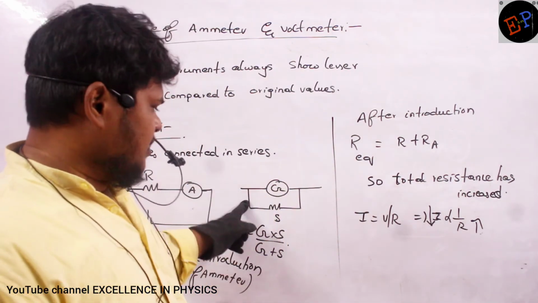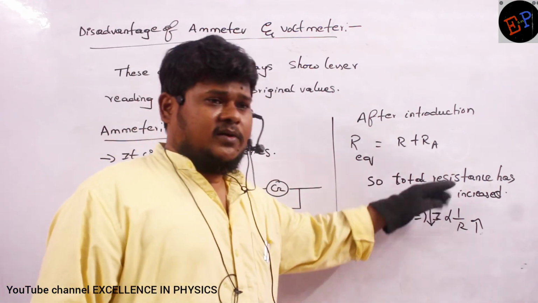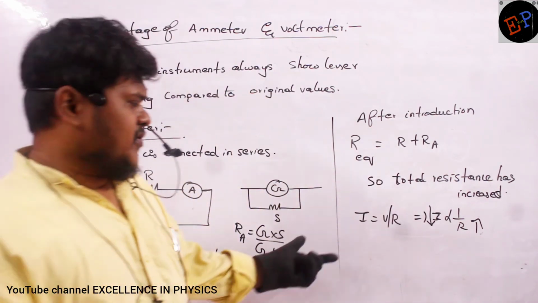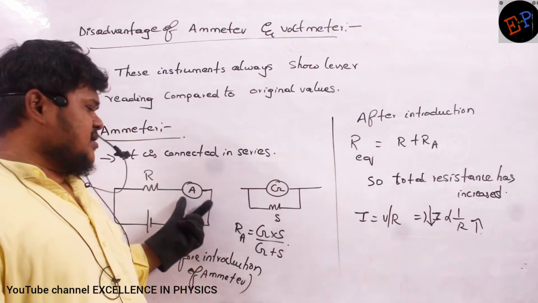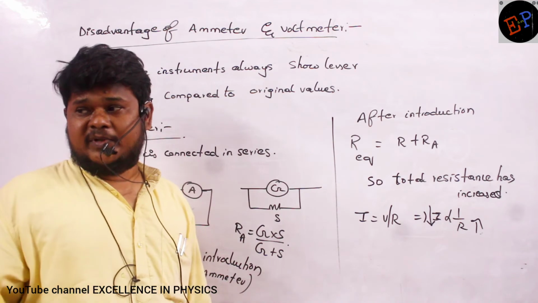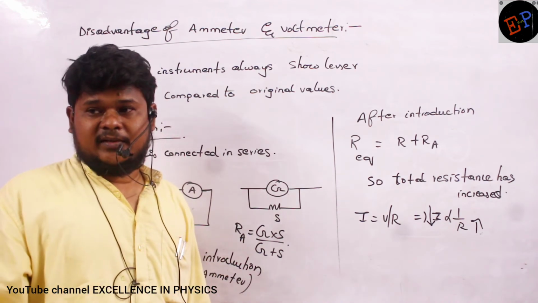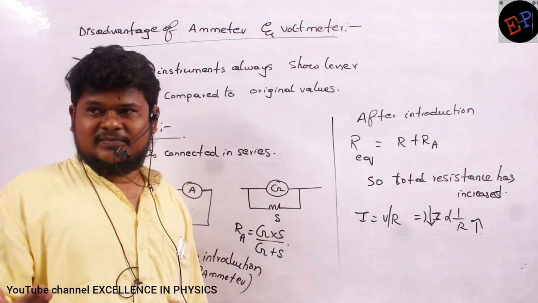When I introduce ammeter, total resistance has increased. Because resistance increases, current value reduces. If current value reduces, ammeter also will measure less current. Actually, it was supposed to measure 10 amperes, but it will say that total current in the circuit is only 9.5. What happened to remaining current?